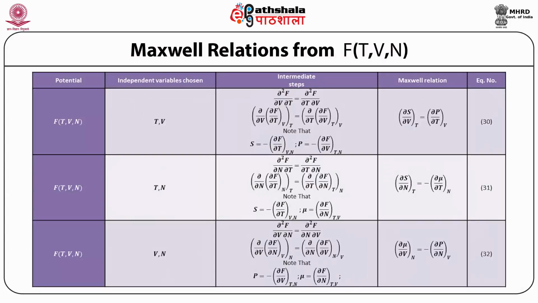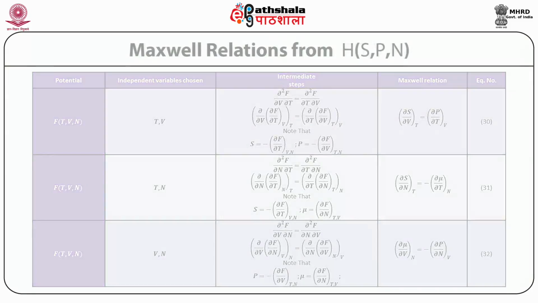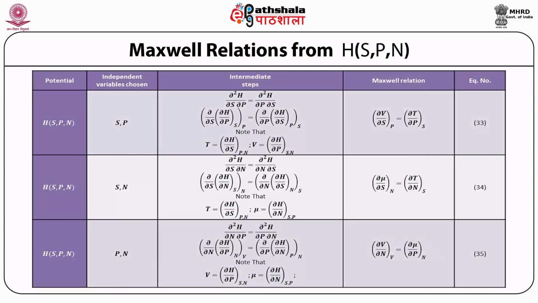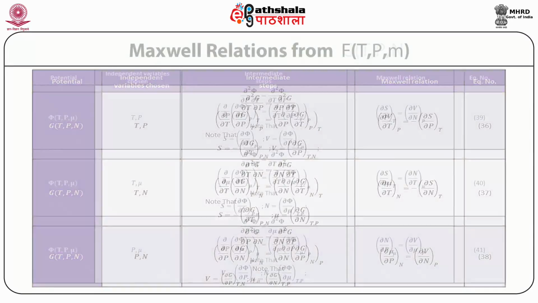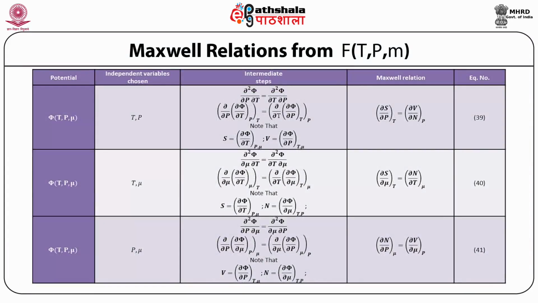This table gives us Maxwell's relations derived from Helmholtz free energy. This table gives us Maxwell's relations derived from enthalpy. This table gives us Maxwell's relations from Gibbs thermodynamical potential. This table gives us Maxwell's relations derived from Grand thermodynamic potential.